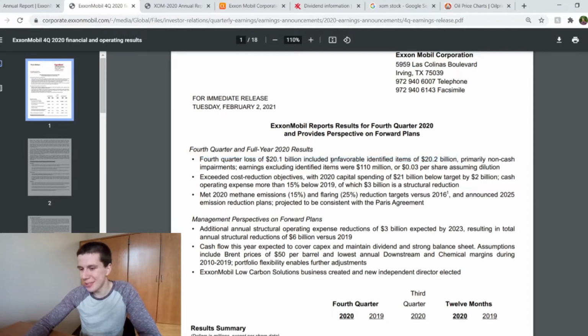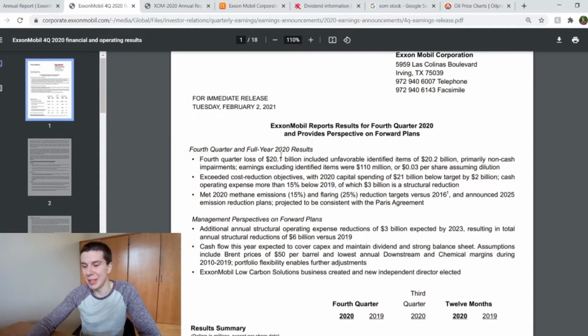And companies always throw in terms like unfavorable identified items. I tried to figure out what that meant, and basically these are expenses and things they lost money on, that they think are one-time deals and out of the ordinary. So basically they're saying in the future they probably won't have these kinds of problems or expenses.